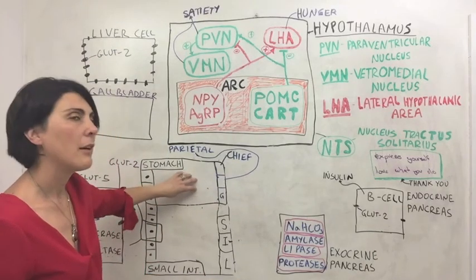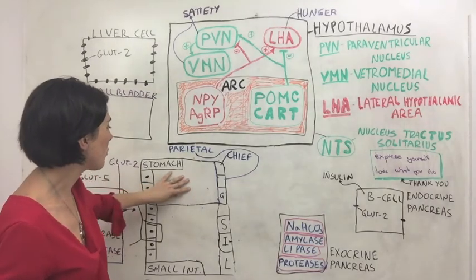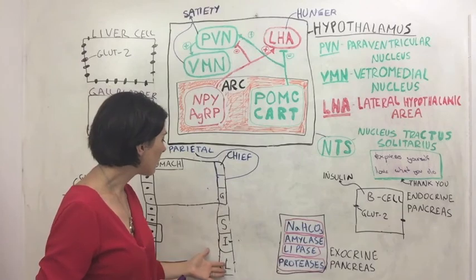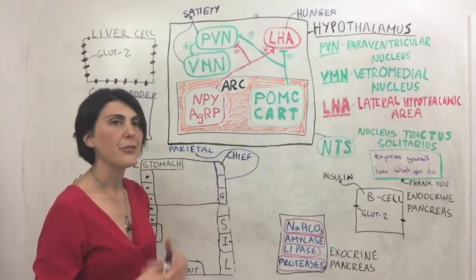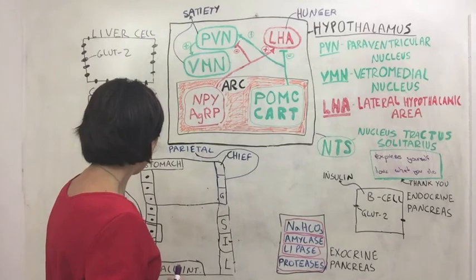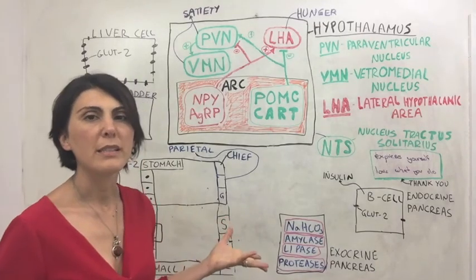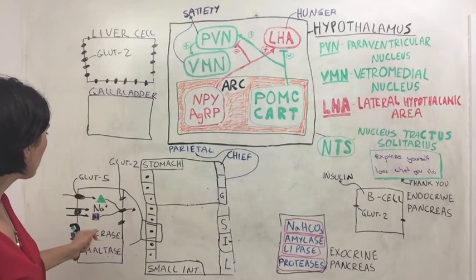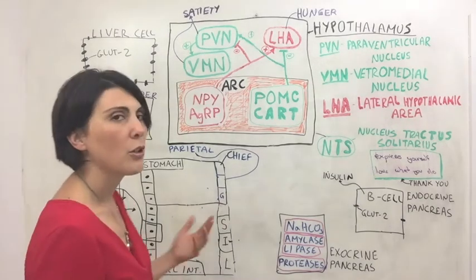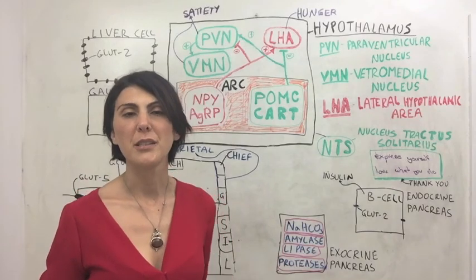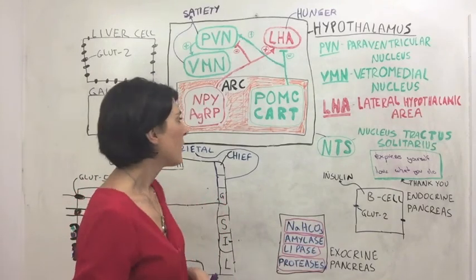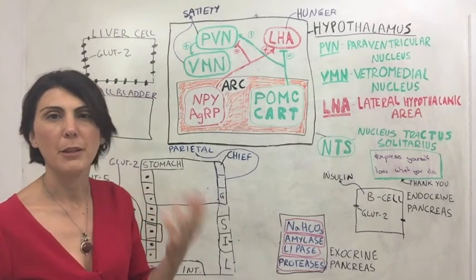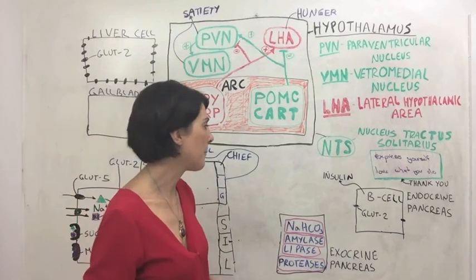On top here, I have depicted the stomach by this square. Notice that both the stomach and the small intestine have an epithelium of cells that have different functions. If we were to zoom in on one of the small intestine cells, you can see that there are transporters which allow for the movement of glucose and fructose into the circulation. The other organ that I've included here is the gallbladder, which contains the bile that the liver has generated.